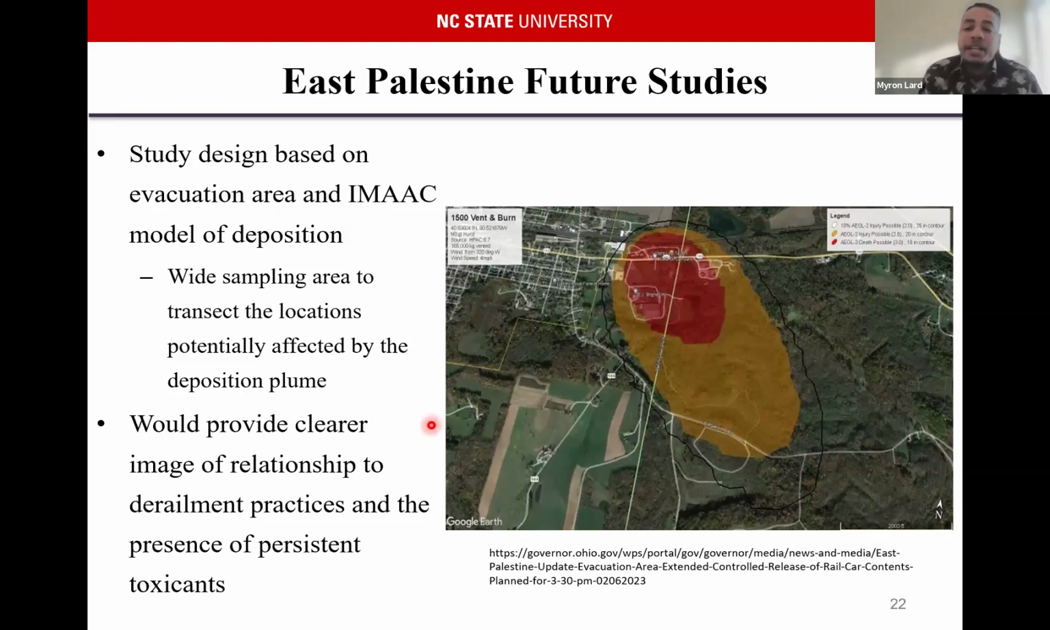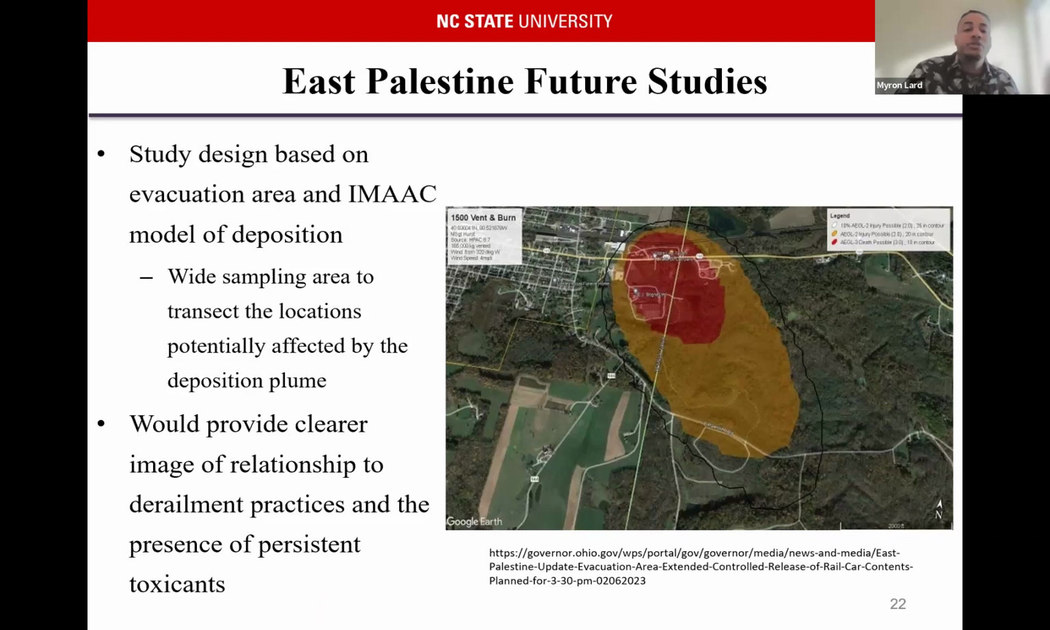And so when we study these deposition plumes, we'll be able to more closely identify the relationship between the derailment practices and these persistent toxicants. Because right now we are only able to suggest the connection, because we have no background sampling. We didn't do any sampling in East Palestine prior to the derailment because no one expected the derailment to happen. There was no background sampling to compare to.